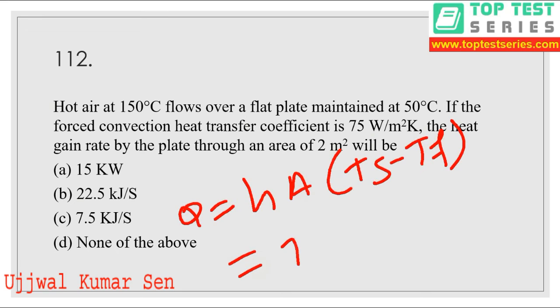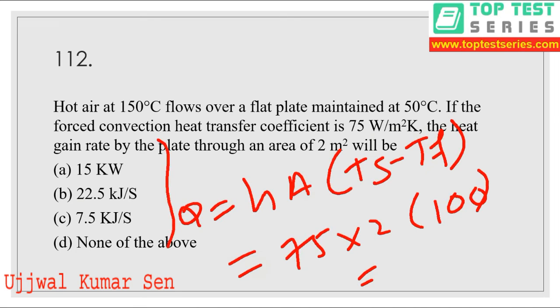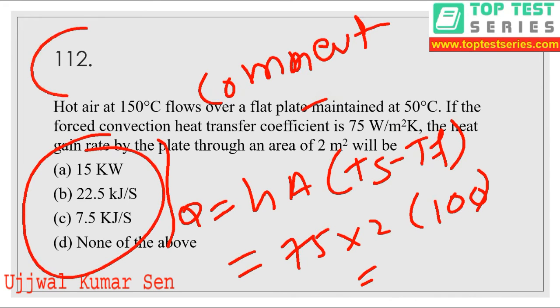So h is 75, A is 2, and Ts minus Tf is 100. So do the calculation and write in the comment section which option is correct according to you. I hope you can do it. Write the question number and your answer in the comment section.